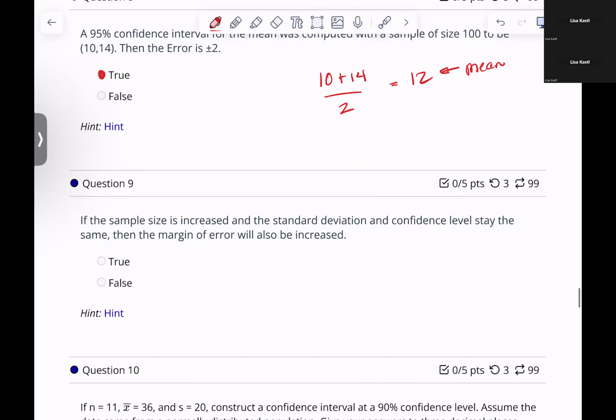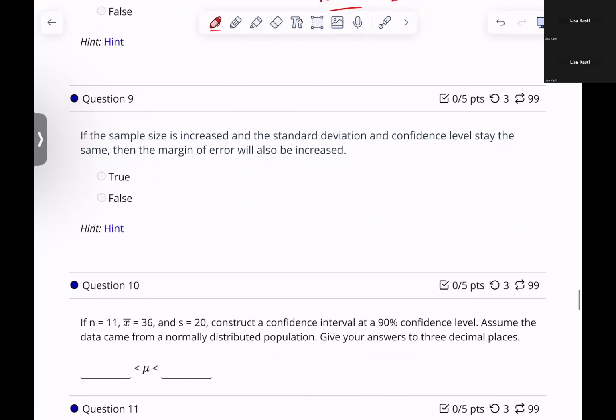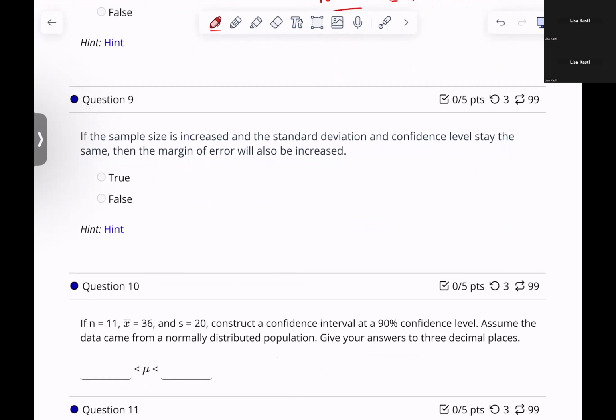Now yours may not be true, just be sure you check it. If the sample size is increased and the standard deviation and confidence level stay the same, then the margin of error will also be increased. As a matter of fact, what decreases the error is increasing the sample size.